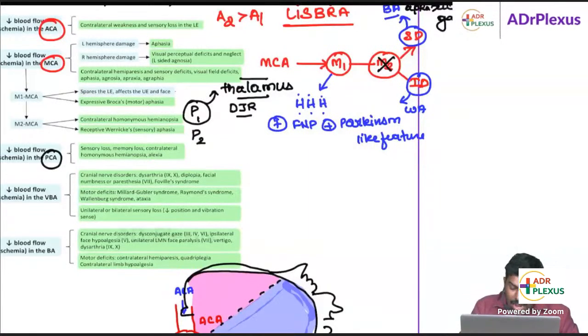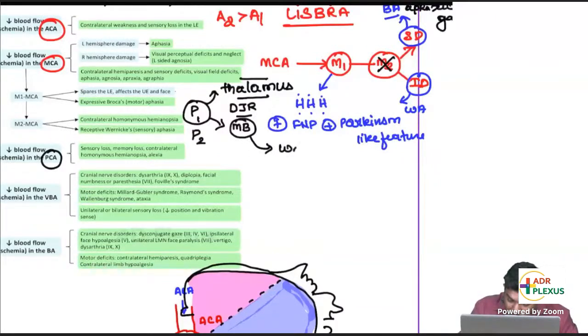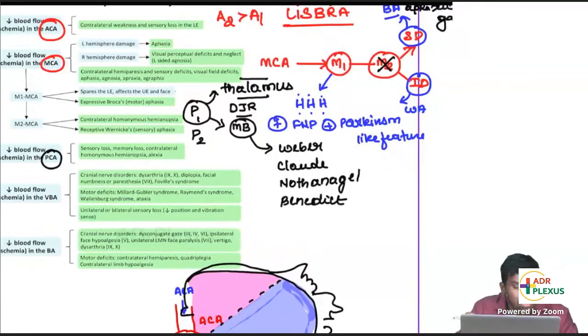And with P1 segment involvement, you are also going to have midbrain syndromes. What are the midbrain syndromes we are going to have? We are going to discuss it later also. Weber syndrome, then Claude syndrome, then Nothnagel syndrome, then Benedikt syndrome. Whenever your P2 is getting involved, P2 is going to supply which part?